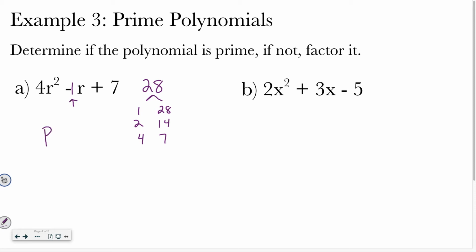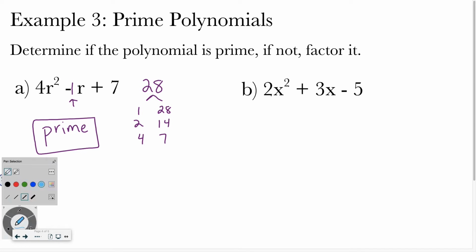That means that this polynomial is considered prime. Nothing multiplies into it except for 1 and itself. Okay? Now let's look at the next polynomial. I want you to look and see, is this polynomial prime? If it is, just write prime. If it's not, I want you to factor it. Good luck.